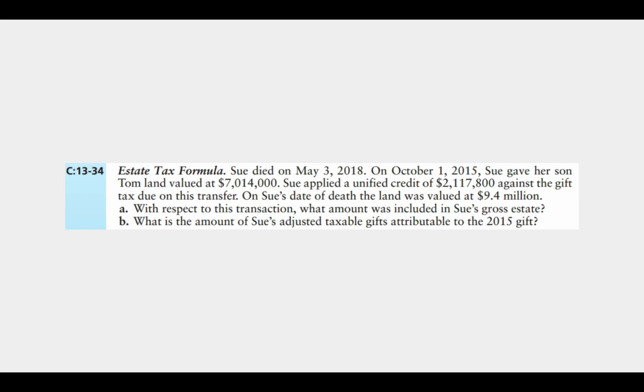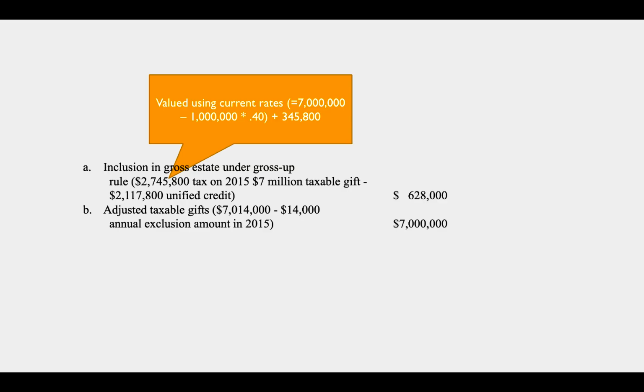All right, so this is a gift that Sue made, and the land at the time of gift was valued at $7,014,000. On her date of death, it was valued at $9.4 million. So the first thing we need to remember is that we care about its value on the date of gift. So that's $7,014,000. So for part A, we include in the gross estate these gross-up values. It happened within the 3 years prior to death, so we need to include the gift tax in the gross estate.